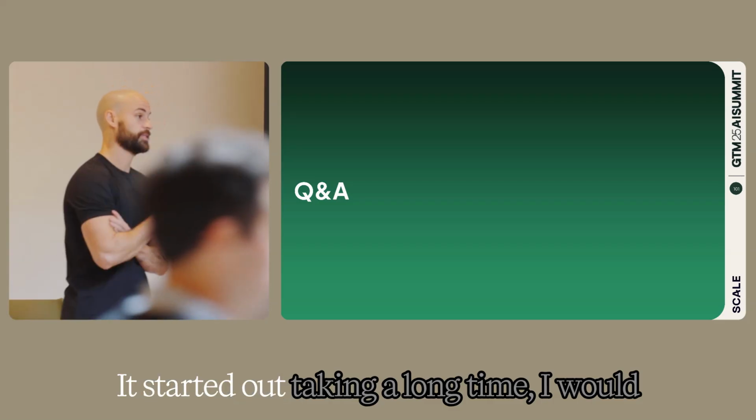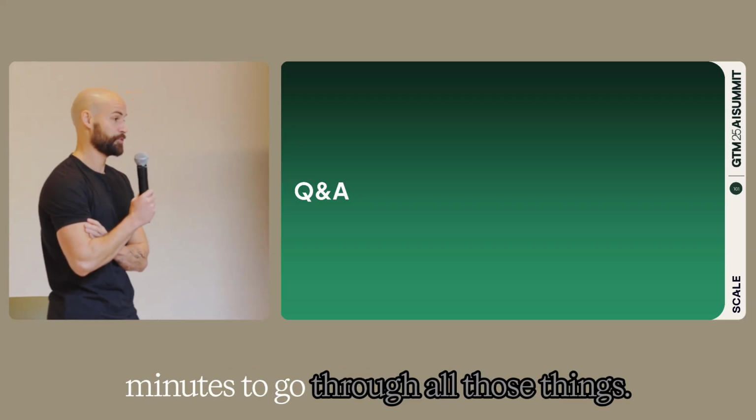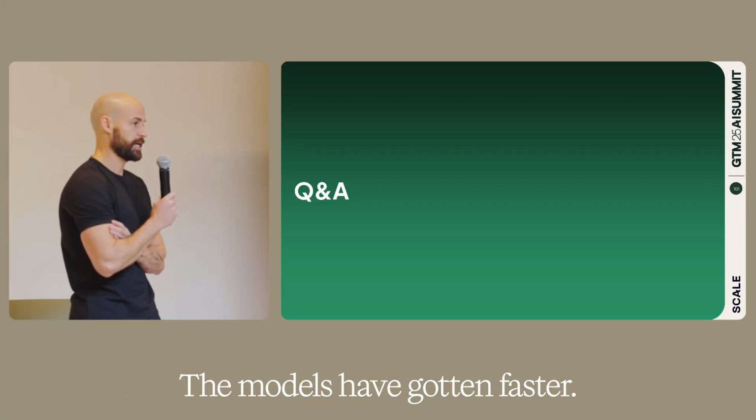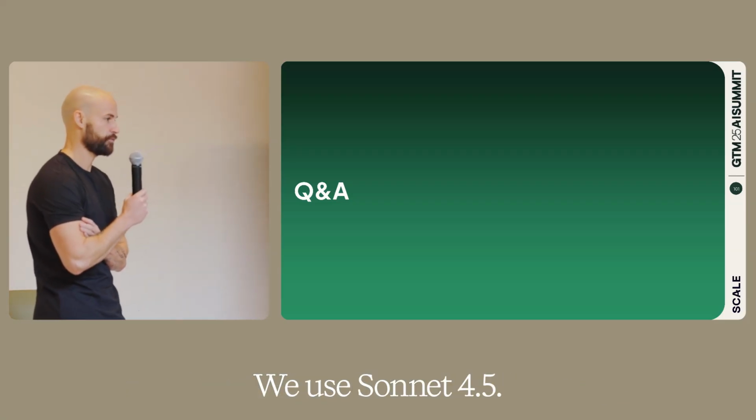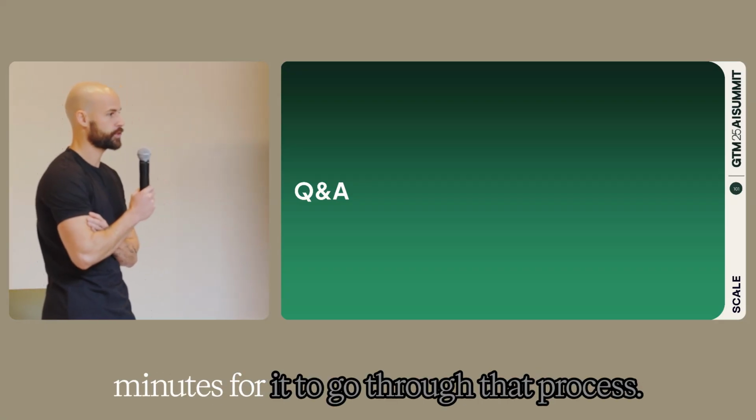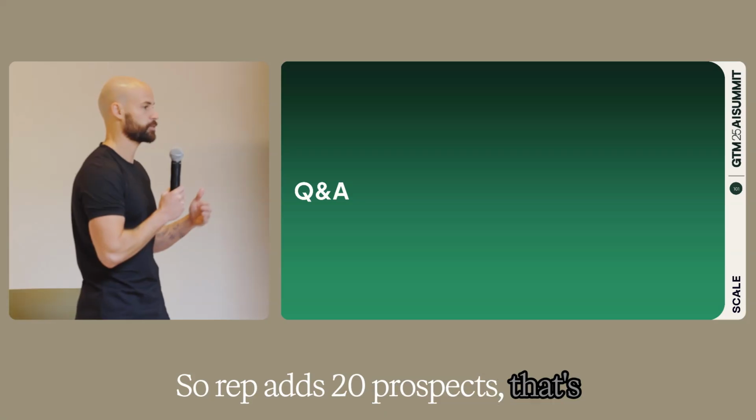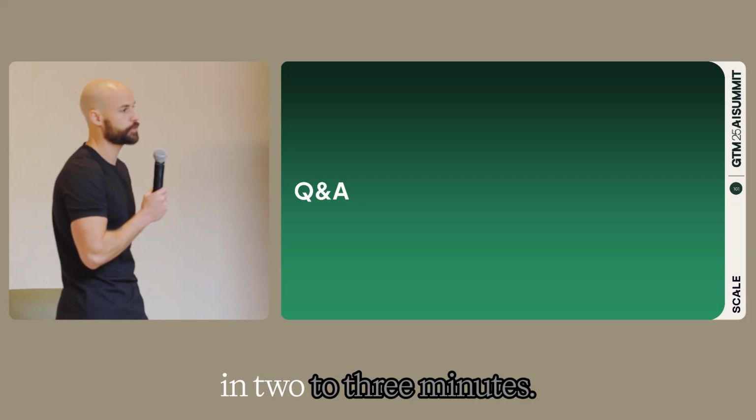It started out taking a long time. I would say with the models early, it was like 10 minutes to go through all of those things. The models have gotten faster. We use Sonnet 4.5. We're always upgrading our models to make sure they're most advanced. I'd say it takes around 2 to 3 minutes for it to go through that process. And so that can happen concurrently. So rep adds 20 prospects. That's 20 prospects going through in 2 to 3 minutes.